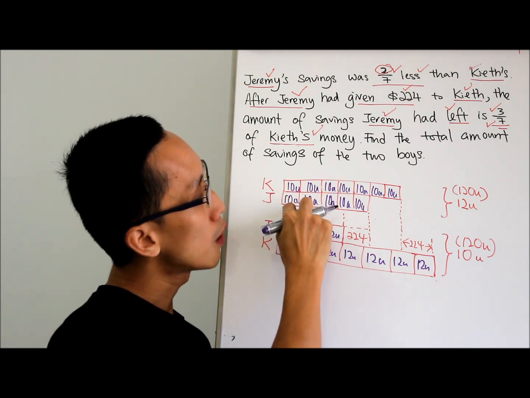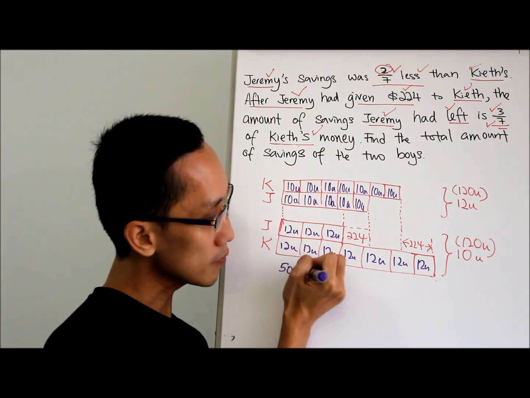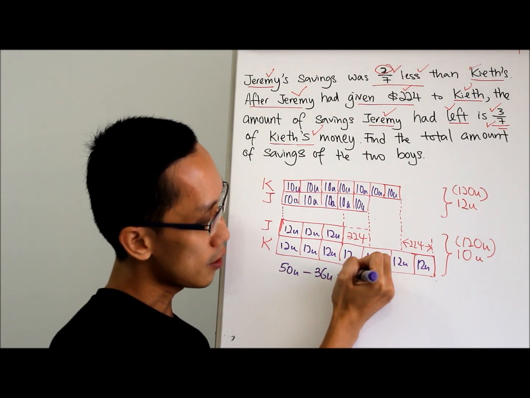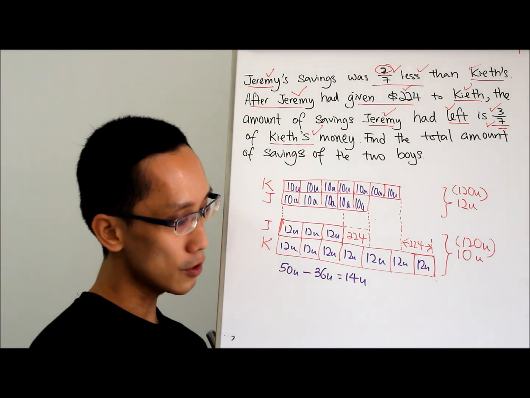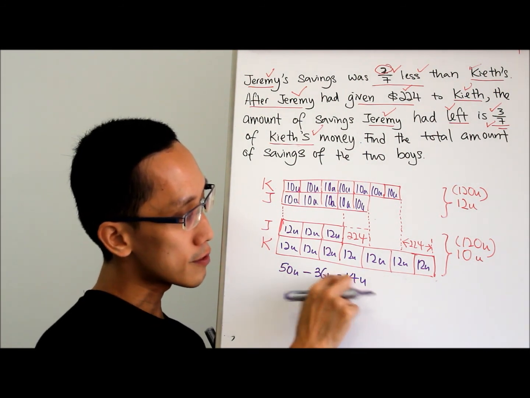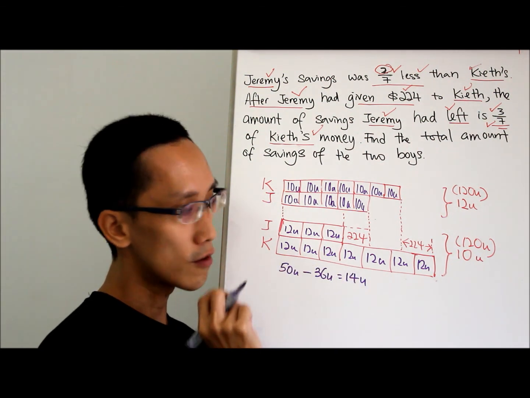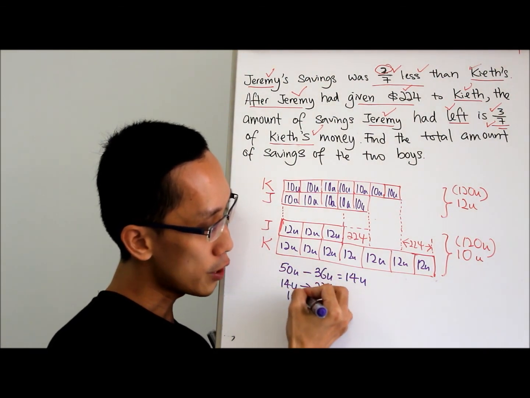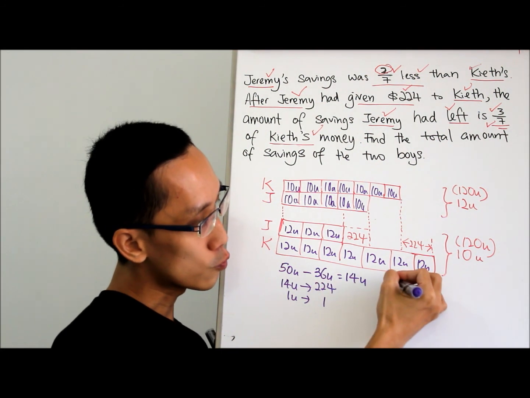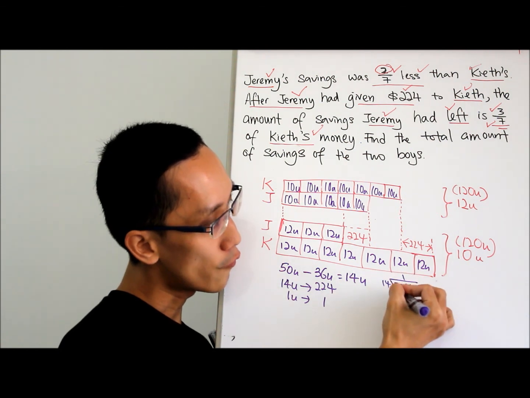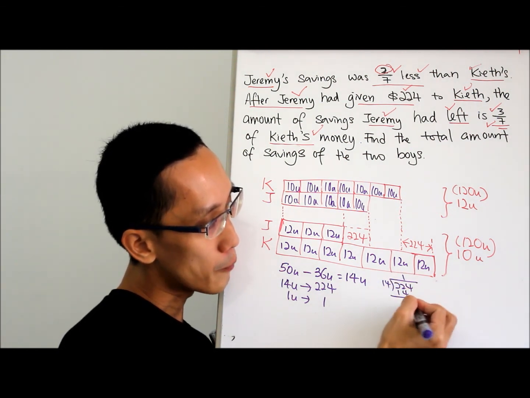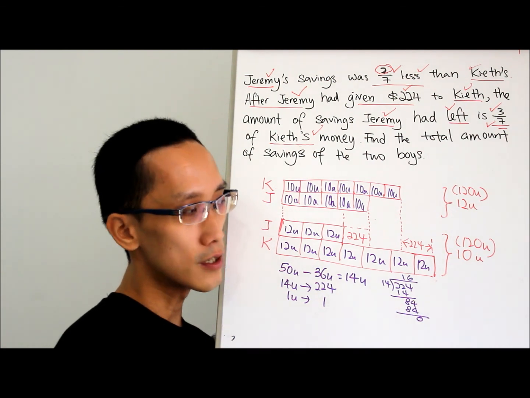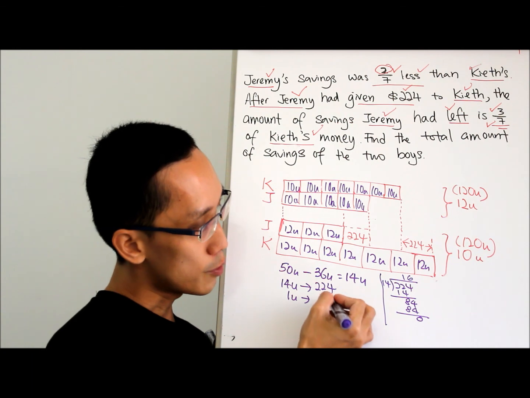Count 1, 2, 3, 4, 5. So I've got 50 units minus 3 of 12, which is 36 units. You will have 14 units. Okay? 14 units. So you reverse check: 6 plus 4 is 10. Okay, so once you got it correct, you can start solving already. 224 divided by 14 is 16. So 1 unit will be 16.